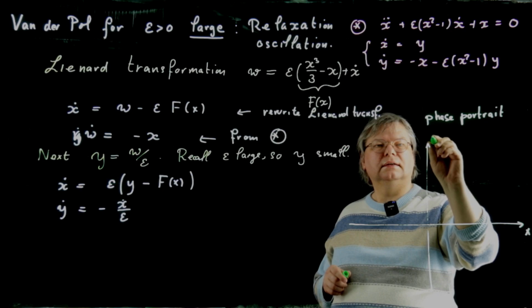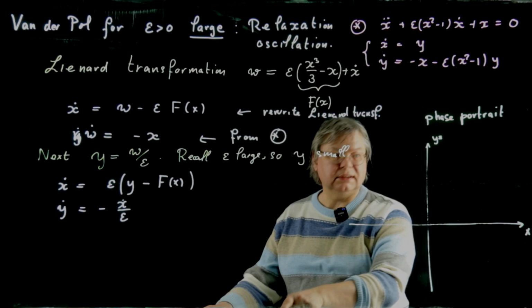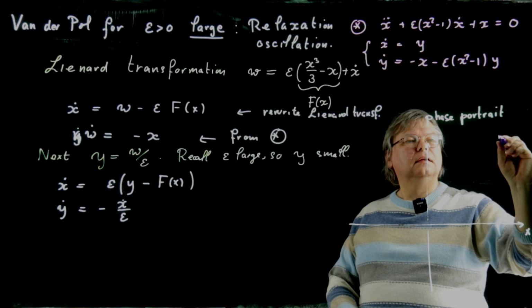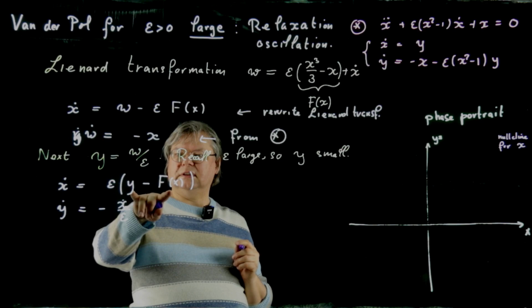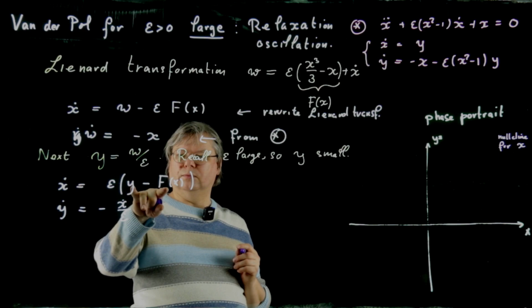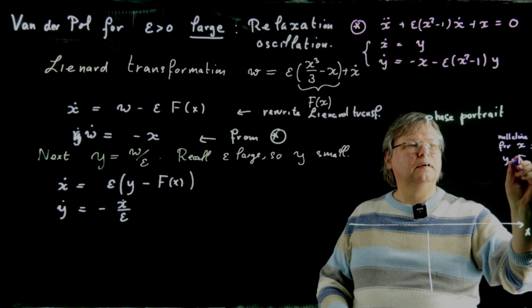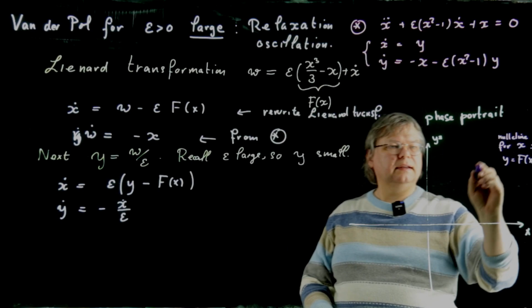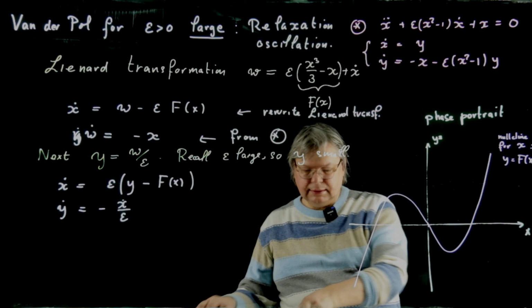Here's x, here is y, which is in fact whatever it is. And it helps me to consider in this picture the null cline for x. That is to say, for which set of coordinates x and y is the x coordinate, or x dot, equal to zero? Well, that is when y is the same as f of x. That is to say, y is f of x, and f of x is written here. So what we get here is a cubic formula that looks like this. And that's the null cline for x.